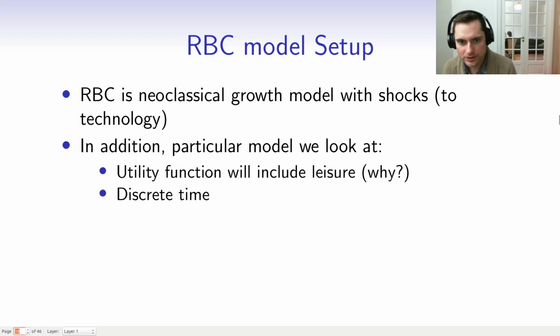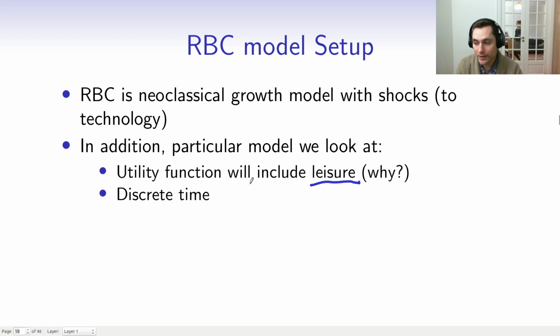Okay, so this is the RBC model setup. Like I said, it's basically just a neoclassical growth model, but with shocks to technology, which are also government purchases, but we're mostly going to focus on the case where the shocks are coming to technology. In addition, this model is going to have a utility function that includes leisure.